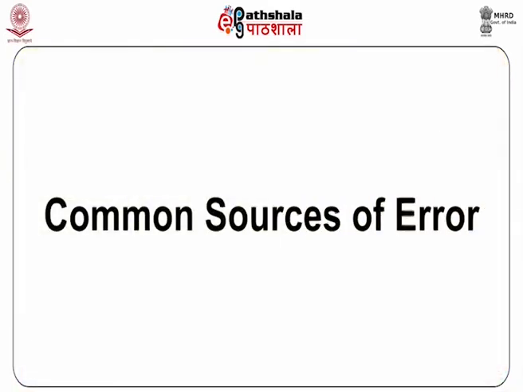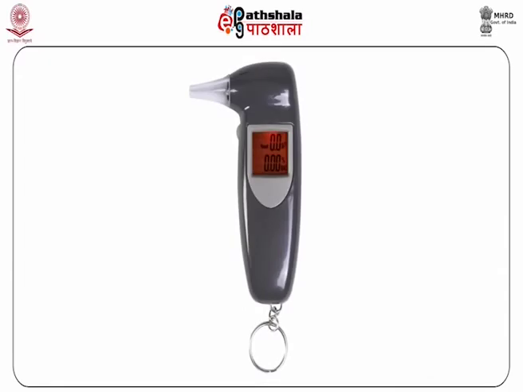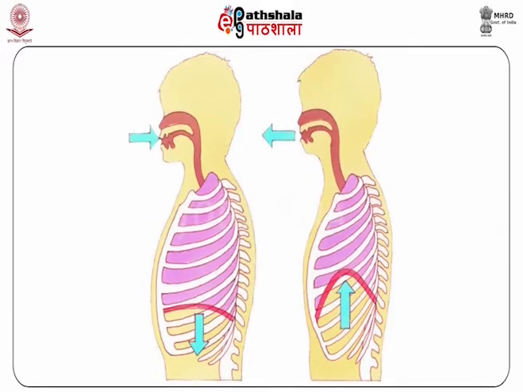Common sources of error. Breath testers are temperature sensitive and may give false readings if not recalibrated or adjusted to account for the surrounding or ambient temperature of the air. The subject's body temperature is also important. Pattern of breathing can also significantly affect the results of a breath test. Following are the common sources of error in different breath alcohol testing devices.